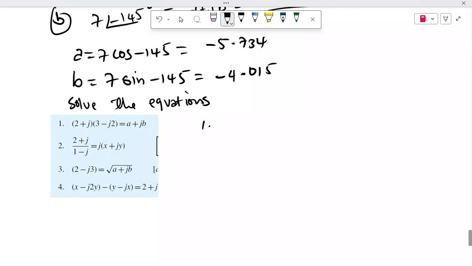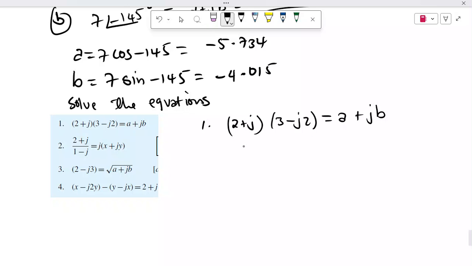So let's start with 1. We have (2 plus j)(3 minus 2j) equals a plus jb. Here we are supposed to calculate a and b. Here we are solving for x and y. Alright, so here let's solve for a and b.